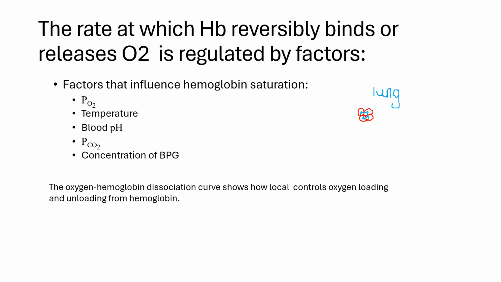When it goes to the tissues, this oxygen gets unloaded. There are certain factors which determine whether the oxygen will bind to the hemoglobin or unload from the hemoglobin. Those factors are partial pressure of oxygen, which is very important, then temperature, blood pH, partial pressure of carbon dioxide, and then concentration of bisphosphoglycerate. What is this? We will discuss in the next slides.